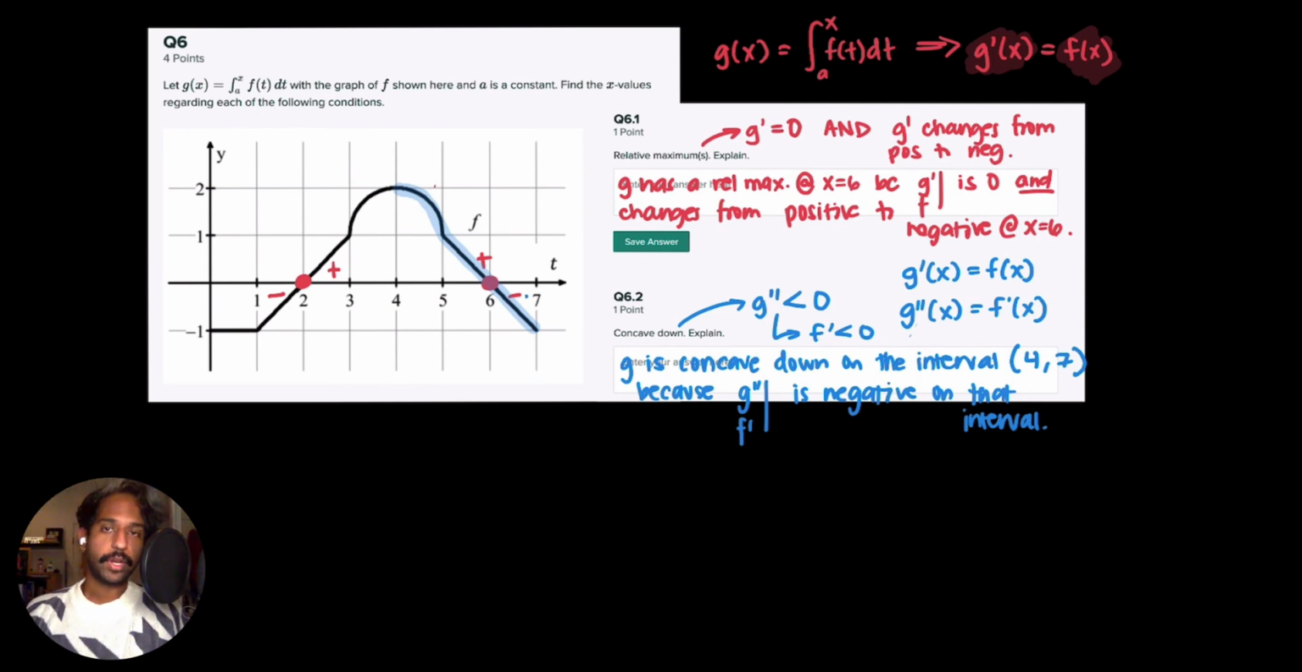How do we know that? We know that it's negative because if we drew a tangent line there, we get some negative slopes. G double prime is the same as f prime. It really is important that we know that relationship between g and f for these types of questions.